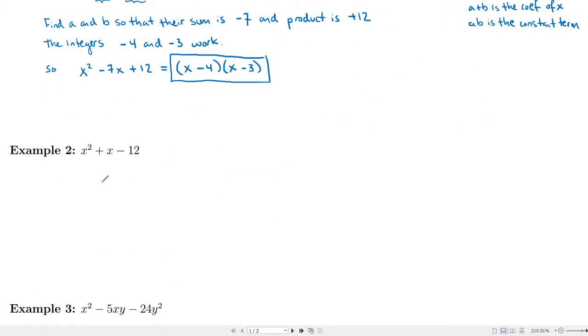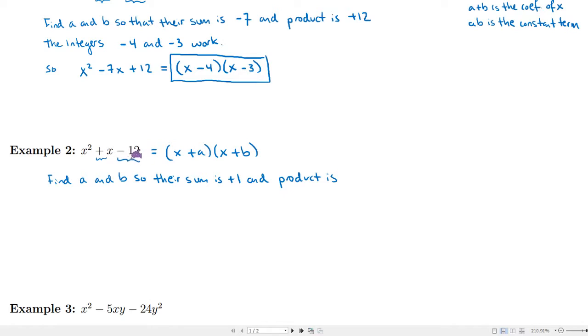So the next example, the trinomial has a leading coefficient of 1. The coefficient of x squared is still 1, so we can still use this same trick. We're going to eventually get a factor that looks like this, x plus a times x plus b, but we've got to find a and b. So their sum is what? Well, the coefficient of x in this case is positive 1, and the product is negative 12. Keep in mind that you have to pay attention to the signs here. And what solution works for this?